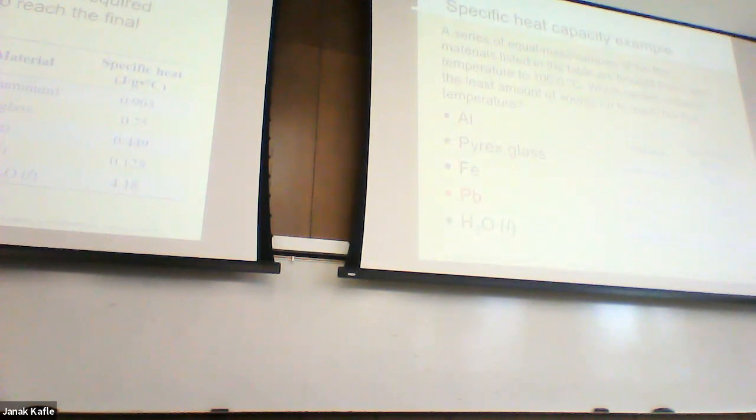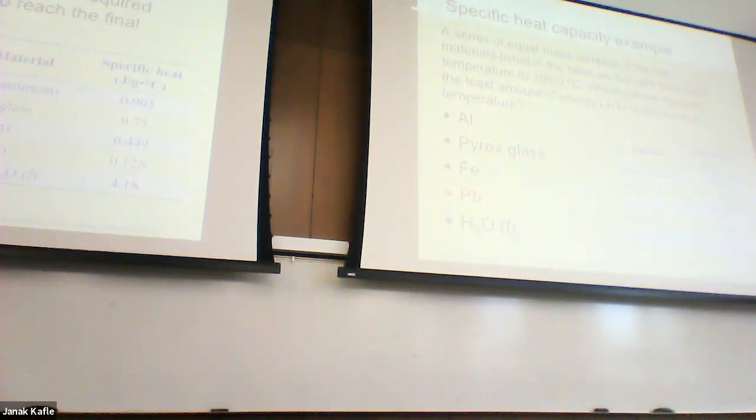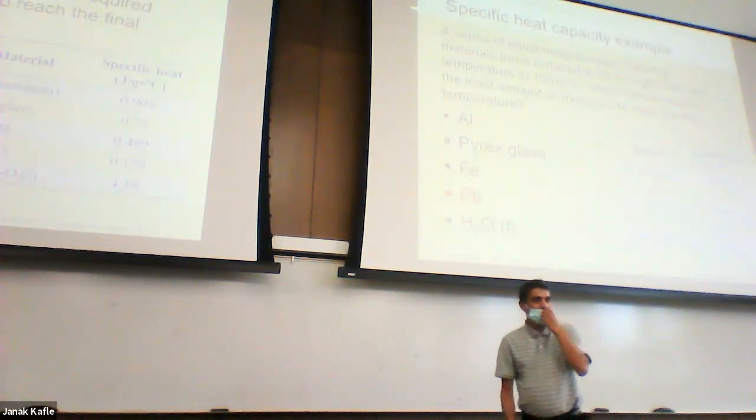A series of equal mass samples of 5 materials listed in the table are brought from room temperature to 100 degrees centigrade. Which sample requires the least amount of energy, meaning which substance will get very hot very fast? The one with a small value of specific heat capacity becomes hot very fast. So look here: aluminum has 0.9 specific capacity, pyrex 0.75, iron 0.4, lead 0.1, water 4.1. So which becomes very hot very fast? That's the lead, because lead has a small specific capacity. Which will take a long time to get hot? That's water, because it has the largest specific capacity. I think in the universe, only water has such a high specific capacity. It really takes a large amount of heat to make water hot.